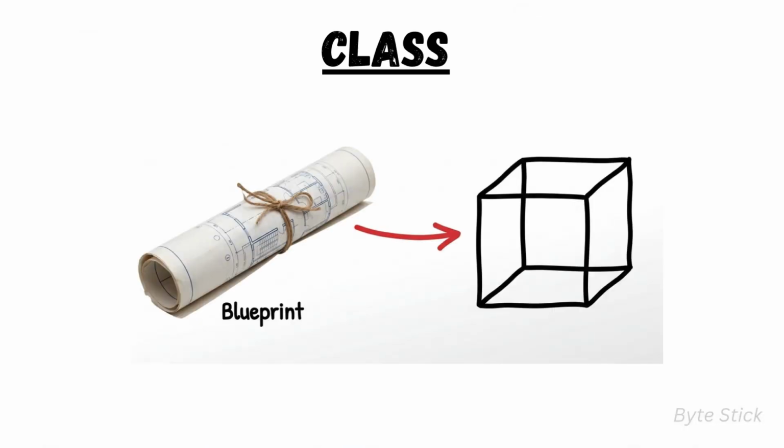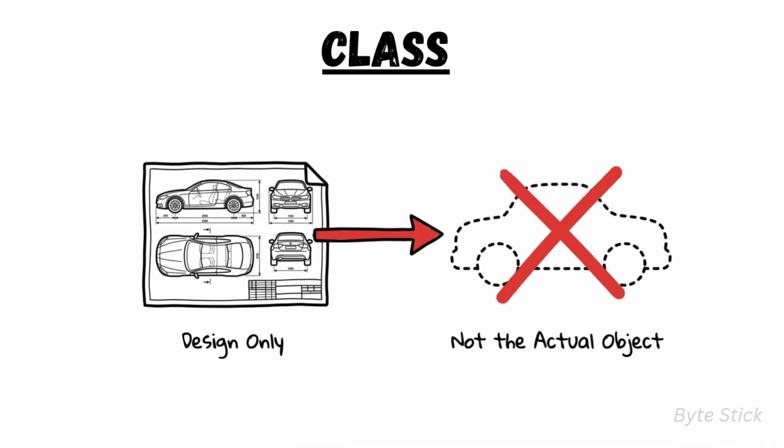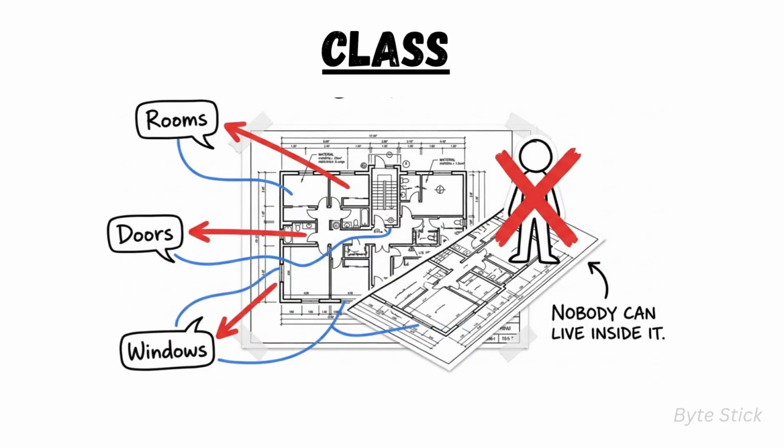Class. A class is the basic blueprint of object-oriented programming. It defines what something should look like and what it should be able to do, but it is not the actual thing itself. You can think of it like the design of a house. The blueprint describes the number of rooms, the doors, and the windows, but nobody can live inside a blueprint.